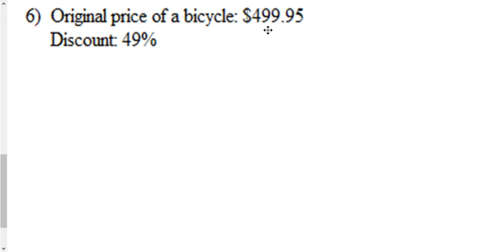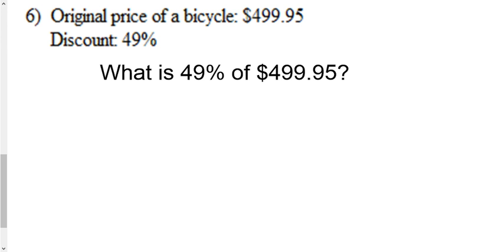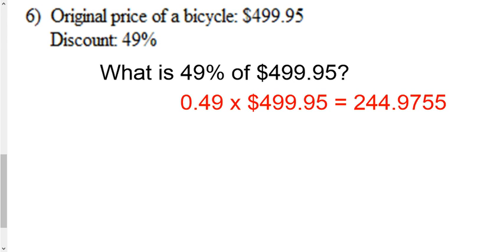If we're looking at a bicycle that was almost $500 and we have a 49% discount, to figure that out, just ask yourself, what is 49% of $499.95? So we take the percent, switch it to a decimal, and then multiply that decimal by the original price of $499.95. What results on your calculator screen requires you to round, so this is what you get.